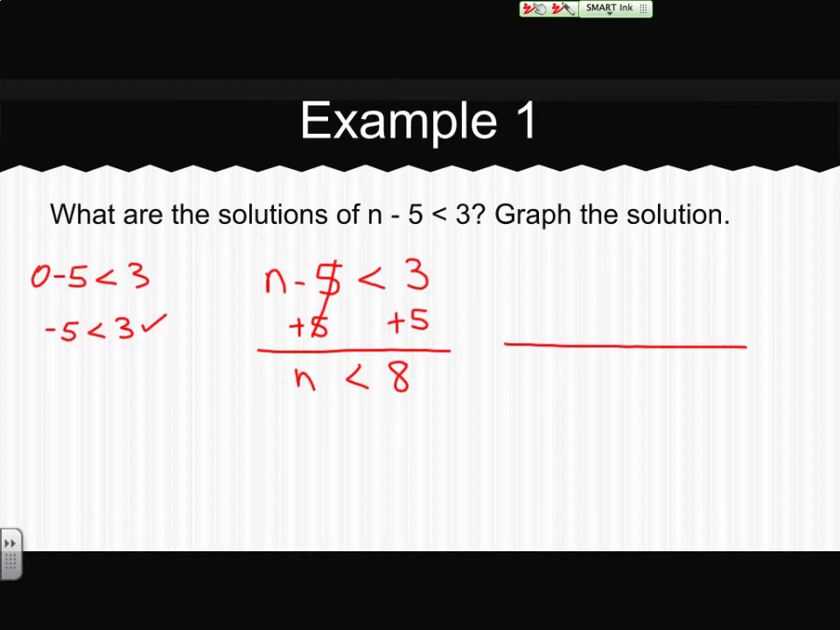Now to graph, we have 0, 8, and I'm going to put a 10 here. It says n is less than 8, meaning 8 doesn't work, so I'm going to have an open circle. And we already said that 0 worked, so I'm going to shade towards 0.